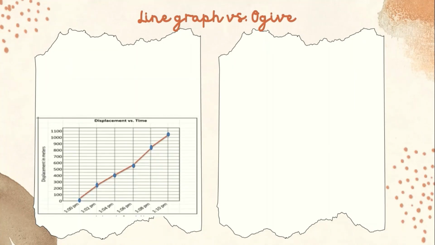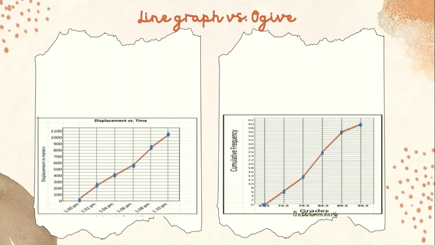Another set of comparison, we have the line graph and the ogive. This is how a line graph looks like. At ito naman ang ogive. At first glance, we may see that they look somehow similar. That is because an ogive is a type of a line graph. But what is the difference between the two?